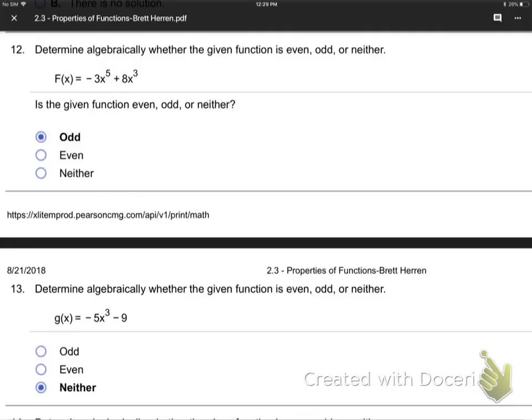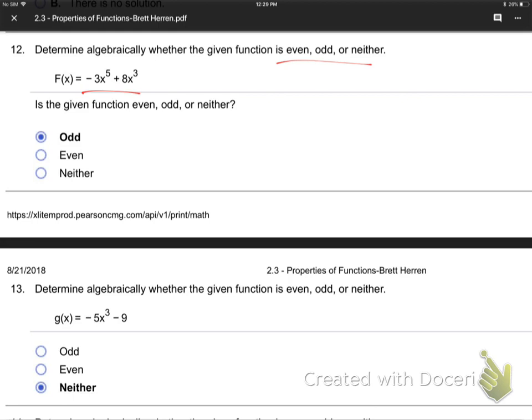Number 12 gives us a function and asks if it's even, odd, or neither. No picture. So now they're going to ask us if it's even, odd, or neither without a picture to look at. Now, you want to be careful. You want to have a right method.